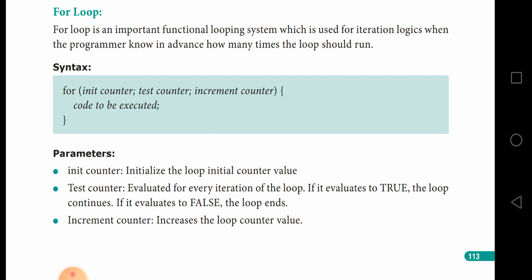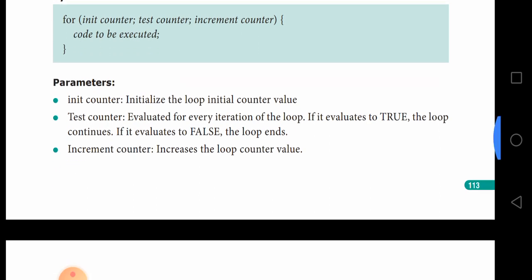Next, see what parameters are used in for loop. There are 3 parameters used in for loop, children: init counter, test counter and increment counter. Init counter is used to initialize the value of the counter. Test counter is evaluated for every iteration of the loop. If it is true, the loop will continue. If it is false, the loop will end. Increment counter is used to increment the loop counter value. Okay, children.